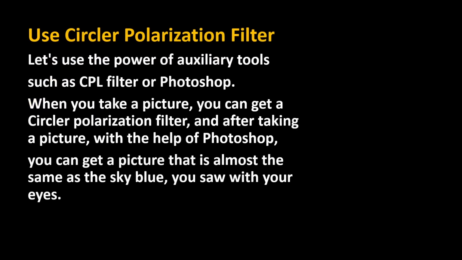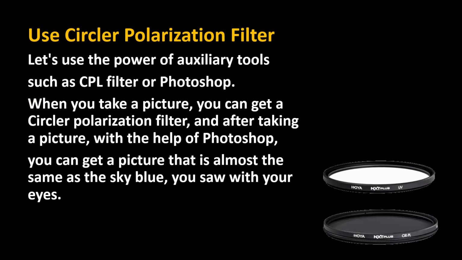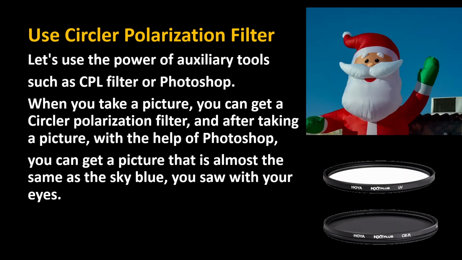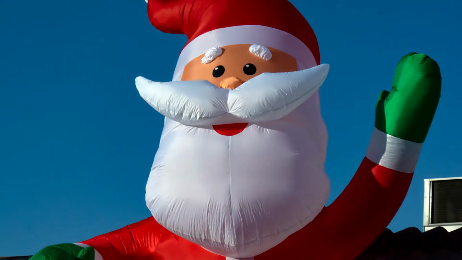Let's use the power of auxiliary tools, such as a CPL filter or Photoshop. When you take a picture, you can use a circular polarization filter. And after taking a picture, with the help of Photoshop, you can get a picture that is almost the same as the sky blue you saw with your eyes.